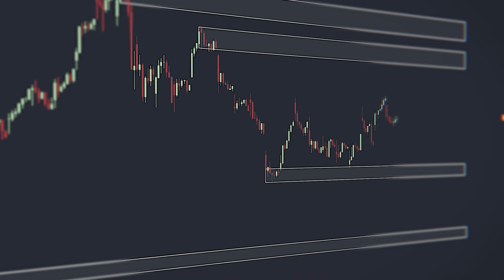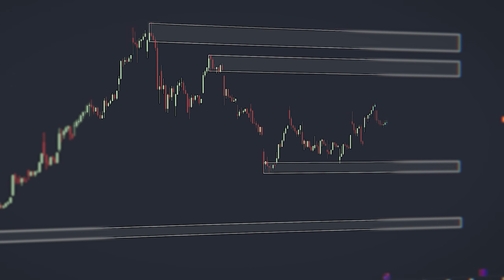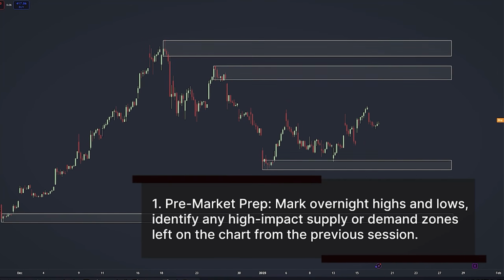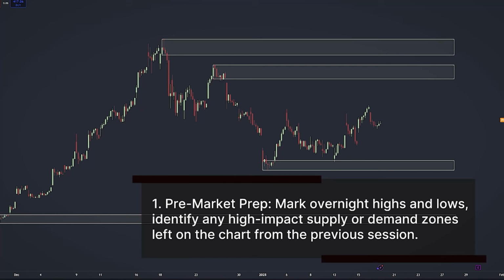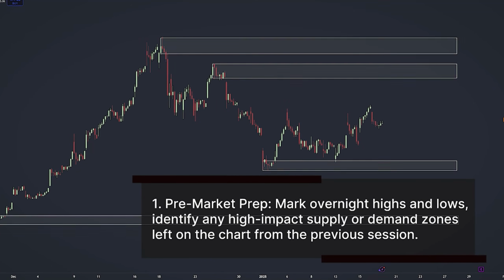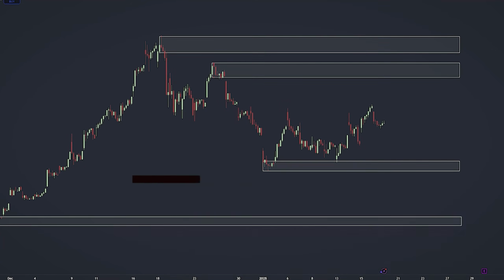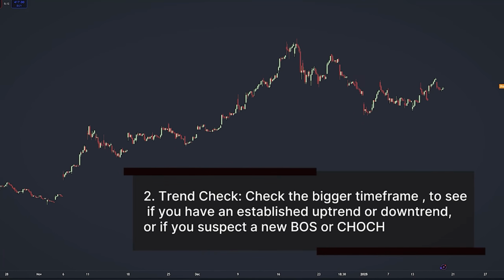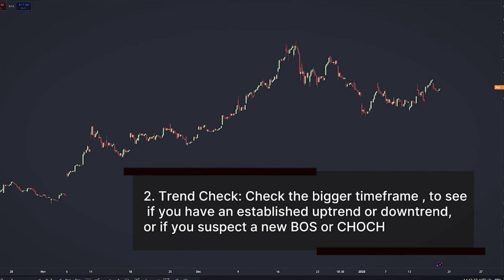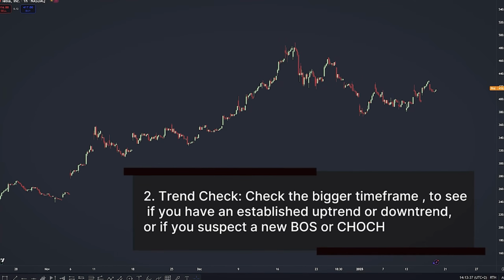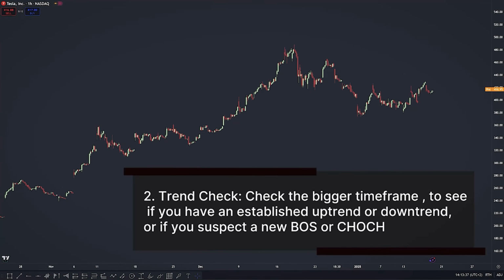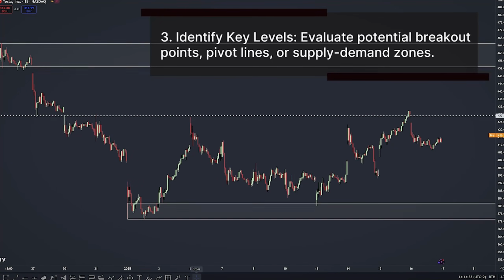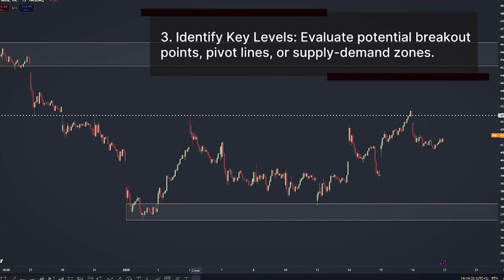So here is a generalized step-by-step approach to day trade setups using market structure. First is the pre-market prep. Mark overnight highs and lows. Identify any high-impact supply or demand zones left on the chart from the previous session. Then is the trend check. Check the bigger time frame, the 30-minute or 1 hour, to see if you have an established uptrend or downtrend, or if you suspect a new change of character. Then identify key levels. Evaluate potential breakout points, pivot lines, or supply-demand zones.